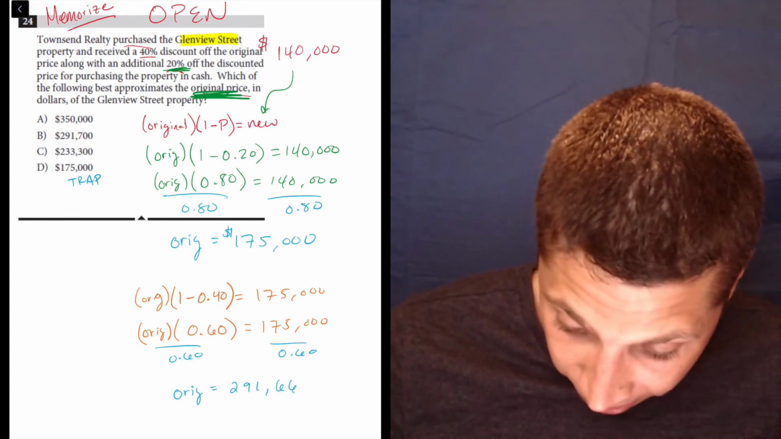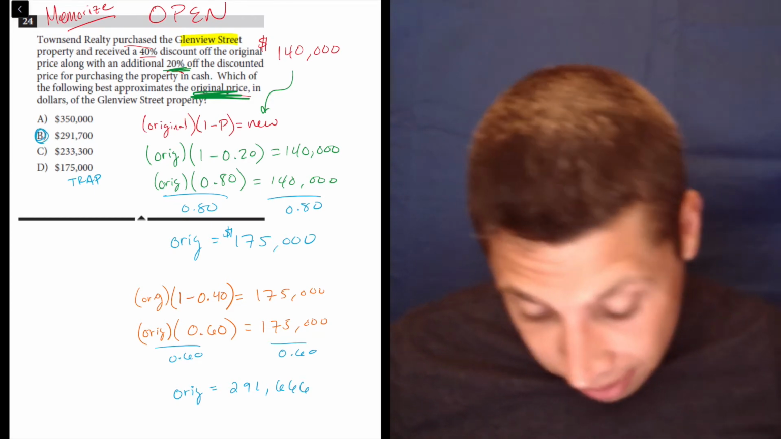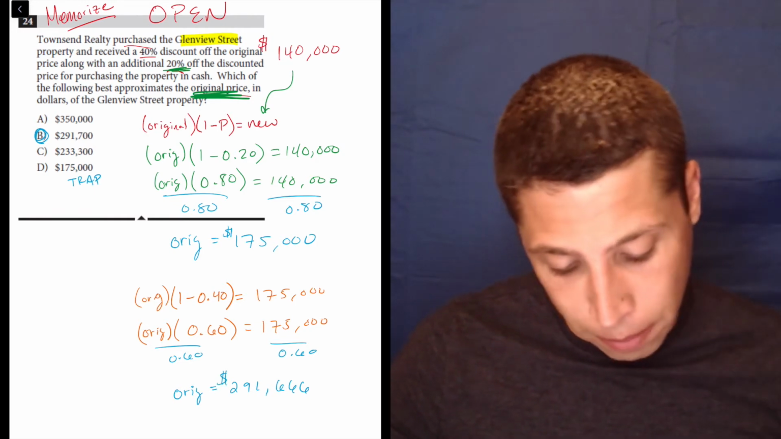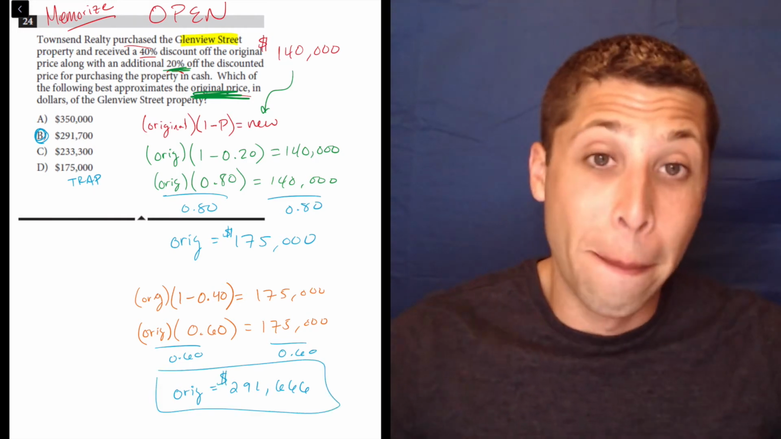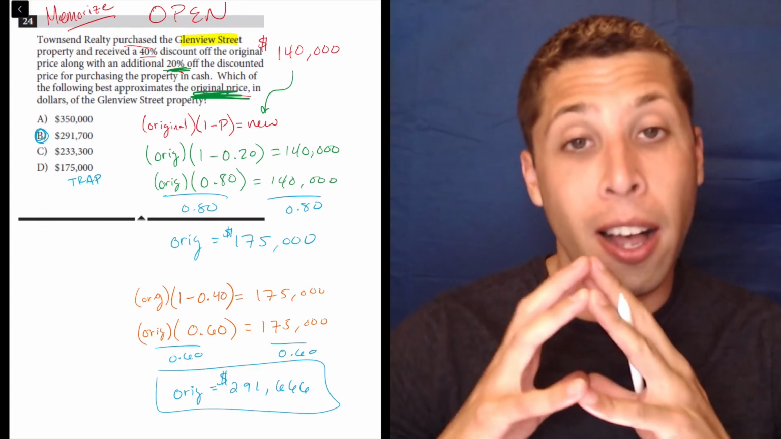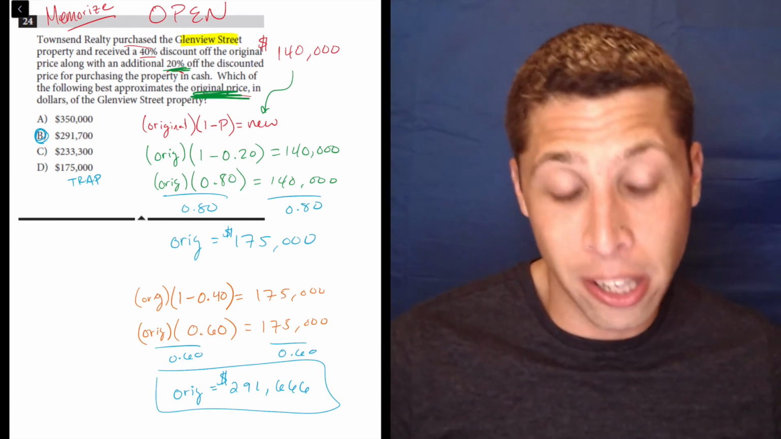It says 291,666 in my calculator, but that's clearly choice B because that's the closest one. So it's an approximation, but it's good enough. There's only one choice it could be. Okay, so hopefully that was not too confusing. Percentages are confusing though, so if you are confused, don't feel bad. It just takes some getting used to.